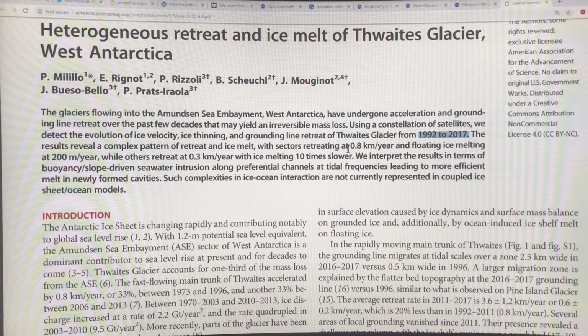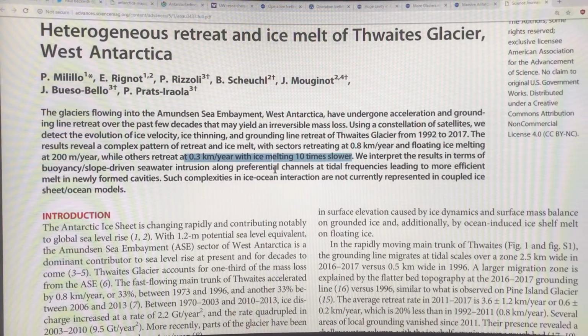Some sectors are retreating fast, 0.8 kilometers a year, with the floating ice melting back at 200 meters a year, huge, while others are 10 times slower, 0.3 kilometers a year retreat, ice melting 10 times slower. So they're interpreting the results in terms of buoyancy and slope-driven seawater intrusion.